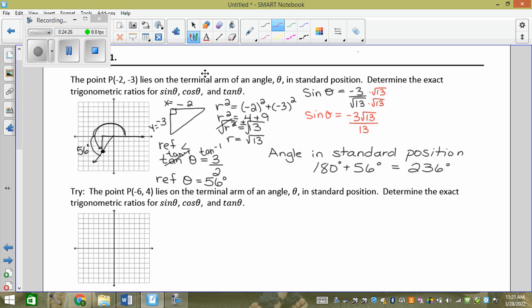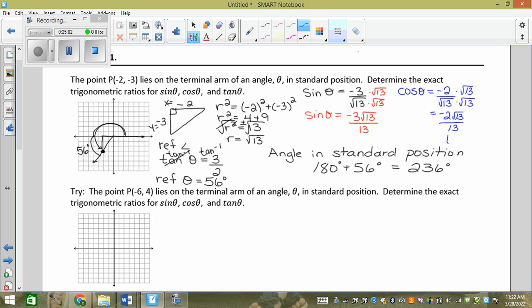Okay? Then cos theta. So I'm going to run into the same problem. I have a root 13 on the bottom. How do I get rid of it? Times by root 13. So I'm going to get negative 2 root 13 over 13. And the only way I can reduce is if these two numbers, the 2 and the 13, have something in common. And do they? No. So it's going to stay.